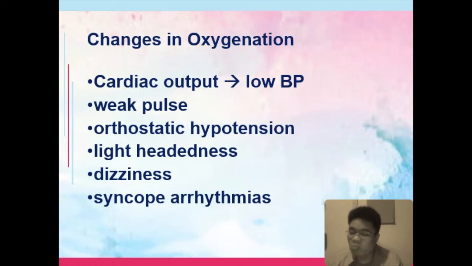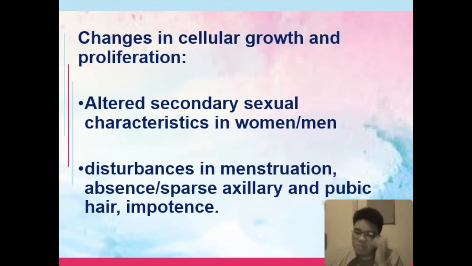So you need to monitor that your patient will have gradual position changes, not a sudden stand up. Then lightheadedness, dizziness, and then syncope, followed by your arrhythmias. So these are all the sequelae of your Addison's disease. Then, because of the changes in cellular growth and proliferation, there will be an alteration in the secondary sexual characteristics in women and men. Among women, there will be disturbances in menstruation.